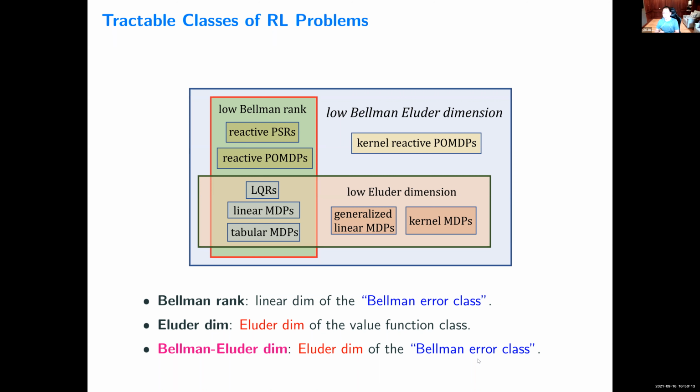I will leave the details to our paper. Basically, this is a high-level intuition. So we look at the Bellman error, and we look at Eluder dimension. Eluder dimension is like a superclass of linear dimension. It's more general, so this is better than linear, and the Bellman error is better than the value function. We're getting both of the two. So that's why our class is larger.